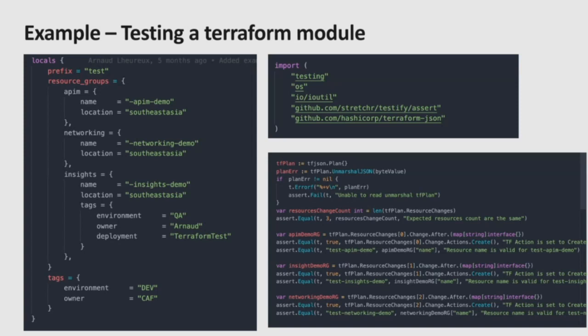And we're using behind the scenes the CAF naming convention, and we want to challenge that the naming convention is working and that our resource group module is working as well. So we know the expected result of this configuration, right? We have the prefix, which is test, and then we have the resource groups. So the output of the Terraform plan should be 3 resource groups called test API demo, test networking demo, and the last one, test inside demo. If everything works to plan, then this is exactly what we should get in the Terraform output.